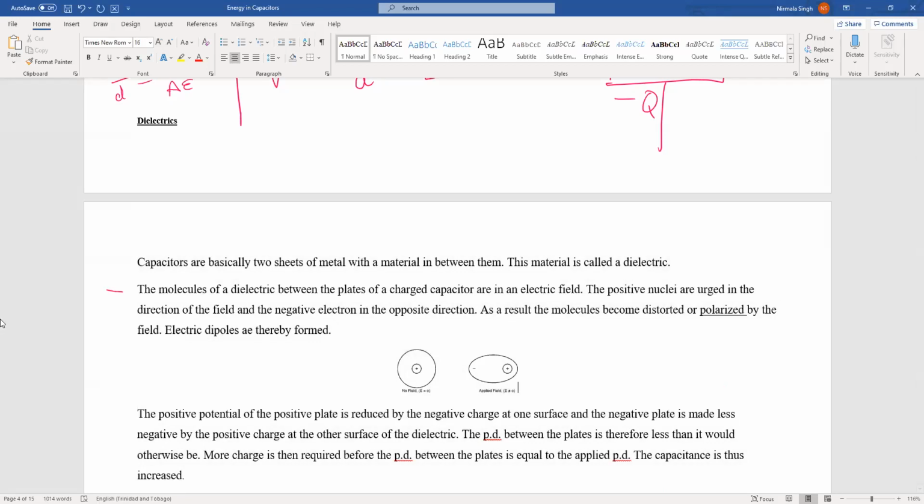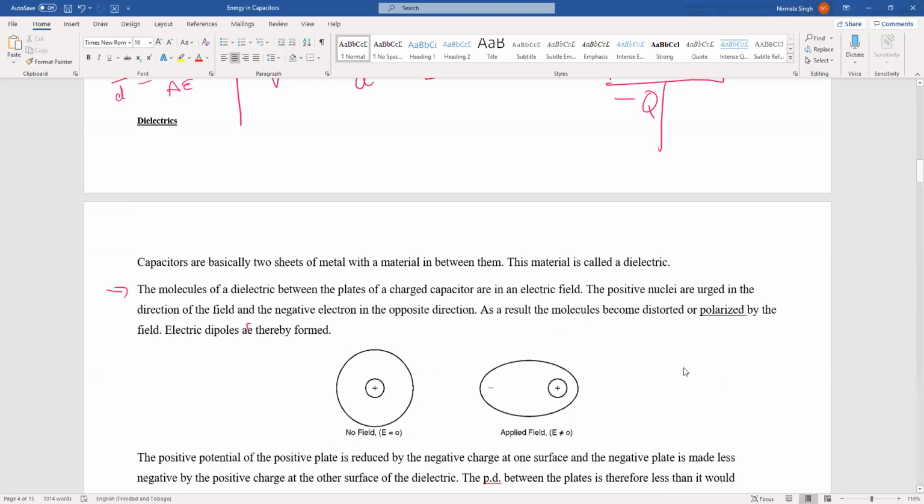Right, the molecules of a dielectric between the plates of a charged capacitor are in an electric field. The positive nuclei are urged in the direction of the field because remember, positive charges will get attracted to your electric field and negative charges will be repelled by your electric field, and a negative electron in the opposite direction. As a result, the molecule becomes distorted or polarized by the field. Electric dipoles are thereby formed.